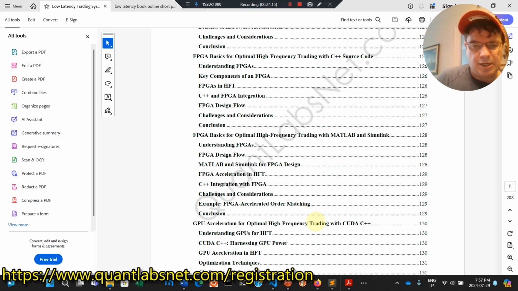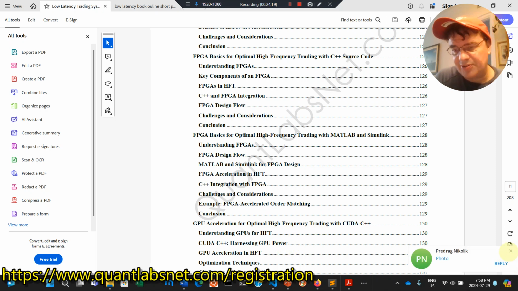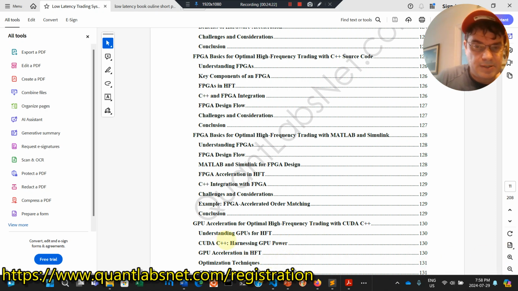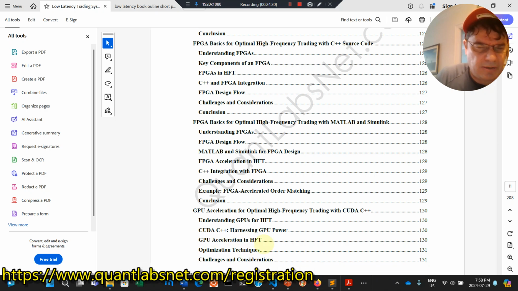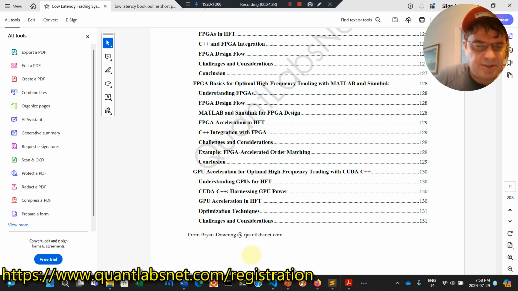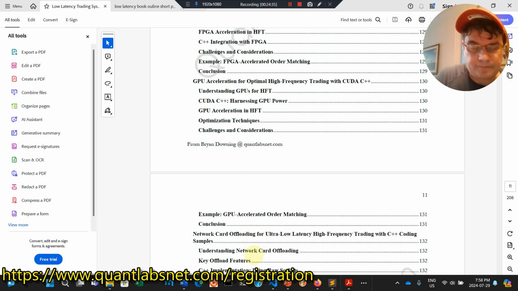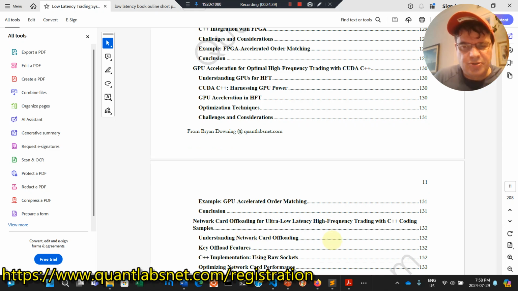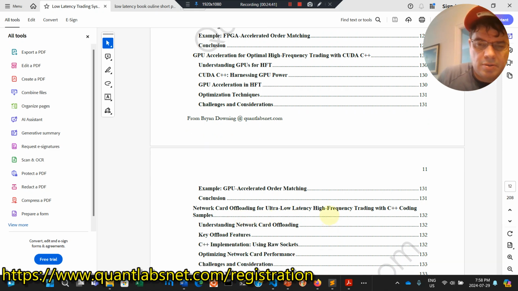Then we get into GPU, graphical processing unit, understanding it for HFT using CUDA. That's the most popular one from obviously NVIDIA. The GPU acceleration, optimization, and techniques. GPU accelerated order matching example again. So again, here we have ultra low latency frequency trading with C++ coding.